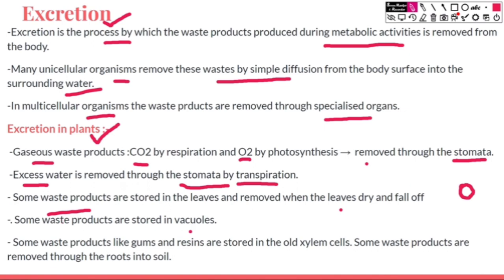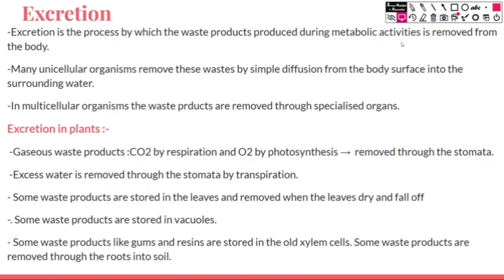Some waste products are stored in the vacuoles, as I have just told you. Some waste products like gums and resins are stored in old xylem cells and they are used by us. Some waste products are removed through roots into the soil. So from roots, some nitrogenous waste is excreted out into the soil. So these are the different ways in which plants undergo excretion.